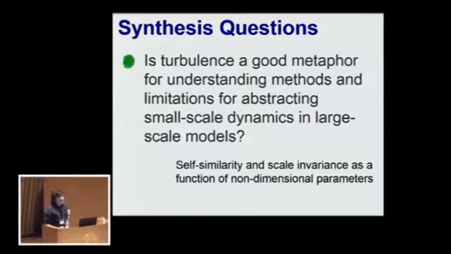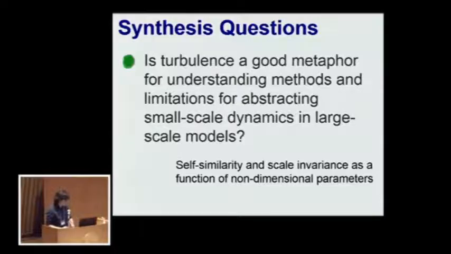Can we use this idea of resolving some part of our dynamics and modeling other parts of our dynamics in river systems? It's a good metaphor, turbulence, to understand the methods and to develop new models. So, of course, many morphodynamical systems show self-similarity and scale invariance, just like turbulence. So we can think that it's a great idea, and some things have been done.